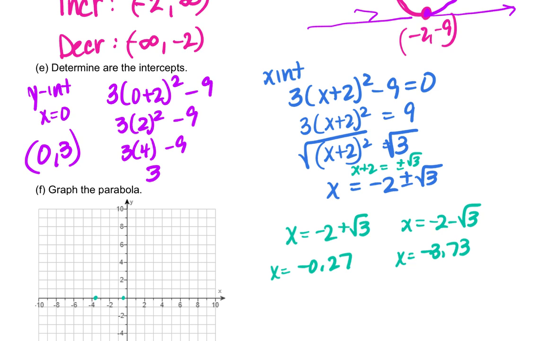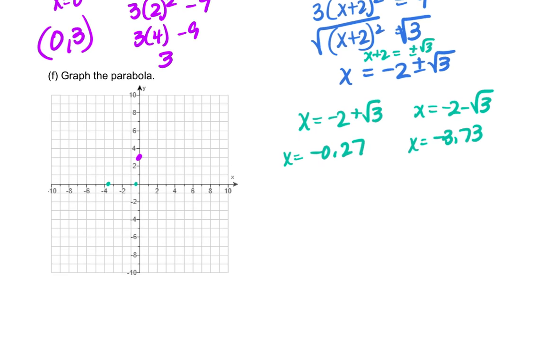My y-intercept is 0, 3. My vertex is negative 2, negative 9. So I know it's going to be something like this. And of course, not perfect, but close enough.